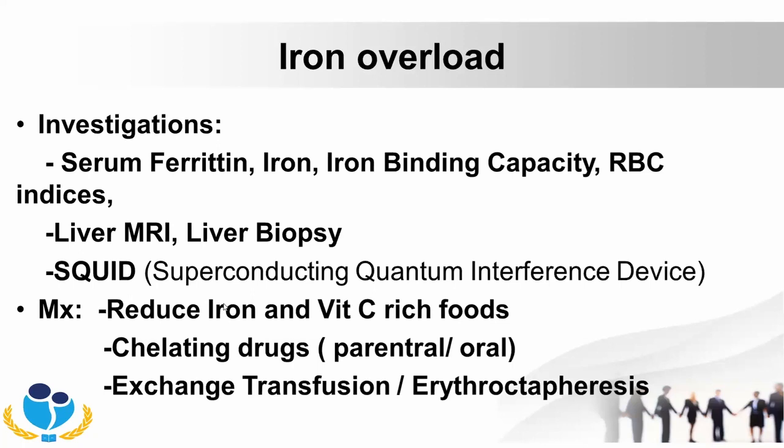In such settings, there are chelating drugs which can be used parenterally or orally, like deferoxamine or deferasirox. Exchange transfusion or erythrophoresis can be used in certain conditions of iron overload, especially if a central line can be inserted.